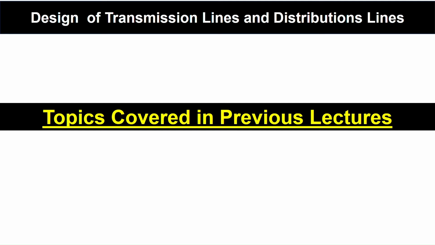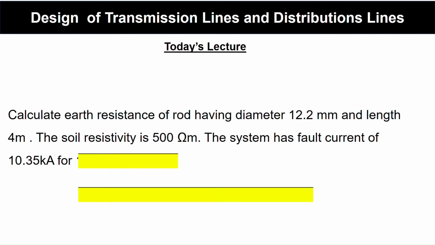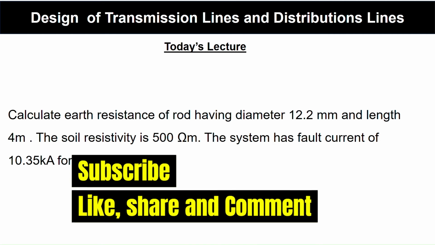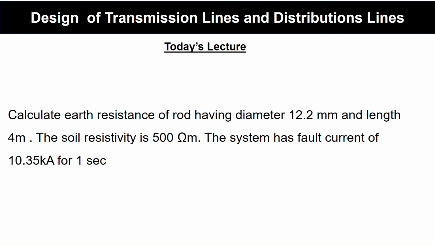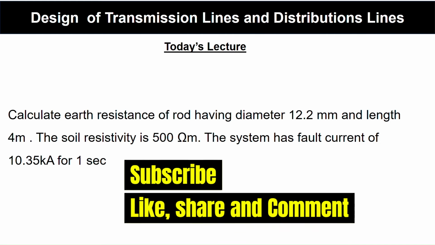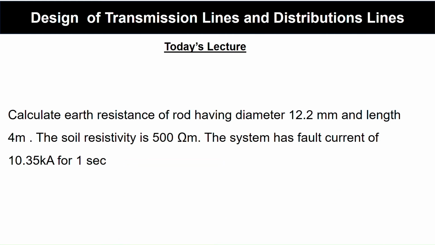Now we will start today's lecture. In today's lecture, we will solve this example to understand what are the steps and how to calculate earth resistance of an electrode. The example is: calculate earth resistance of a rod having diameter 12.2 mm and length 4 meter. The soil resistivity is 500 ohm meter. The system has a fault current of 10.35 kiloamperes for 1 second.